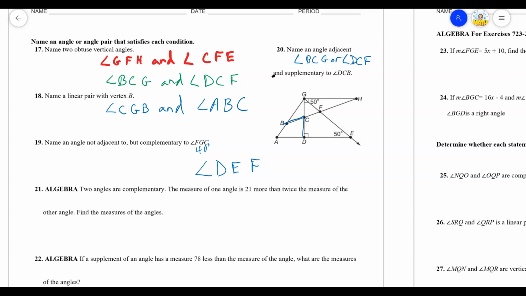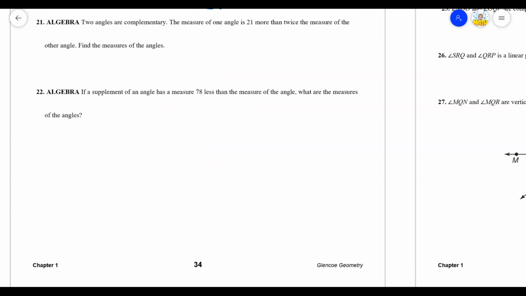Okay, both of those would be adjacent and supplementary. All right. Now we're going to move into a little bit of algebra. Most of the algebra situations you'll have will at least have an expression or two or a picture to go along with. This is a little bit tougher.